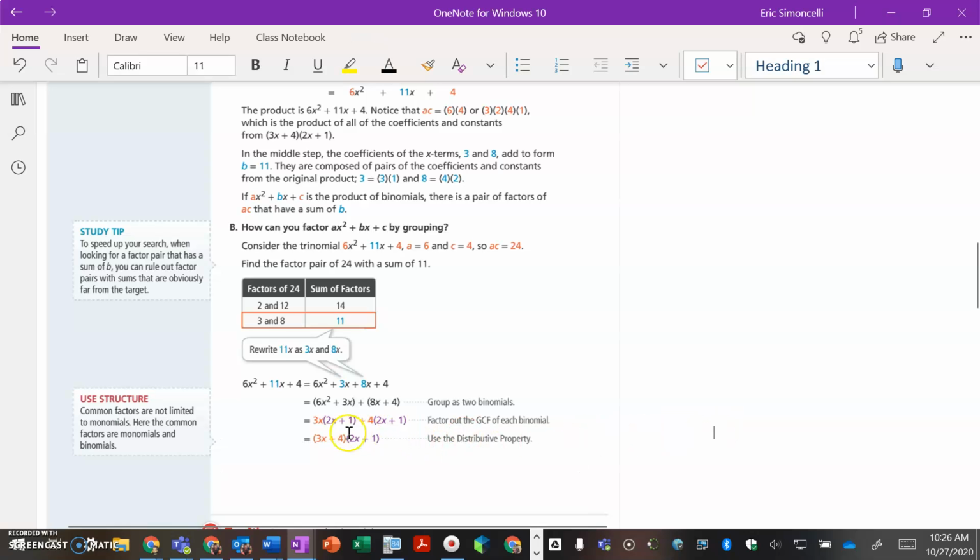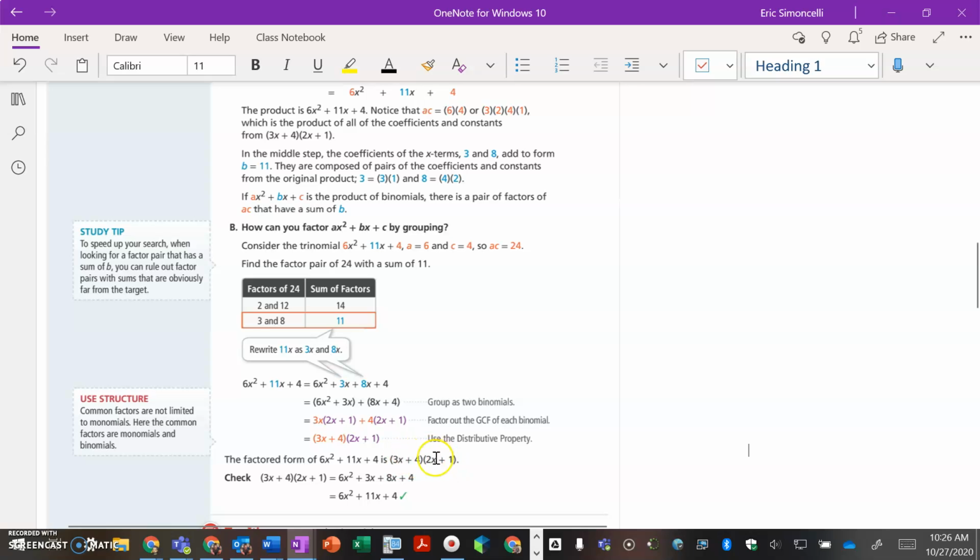Turns out because they're the same, you can factor it out. 2x plus 1 is factored out of both, and you're left with what's in red, 3x plus 4. This is the factored form. And as far as highlighting it with also some check steps involved, yes, 6x squared plus 11x plus 4 is this, 3x plus 4 times 2x plus 1.